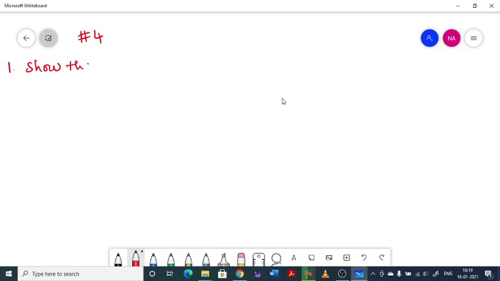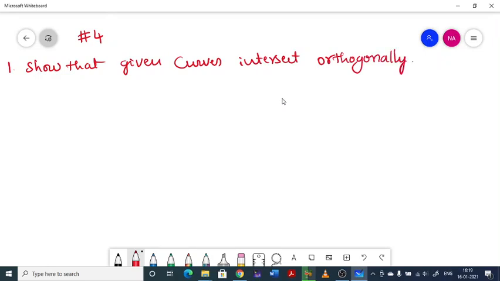Show that given pairs of curves intersect orthogonally. This is the first set of problems I am going to consider. So let us take them one by one. A: r equal to a times of 1 plus cos theta, and r equal to b times of 1 minus cos theta.